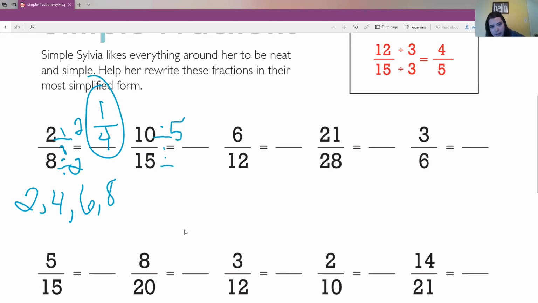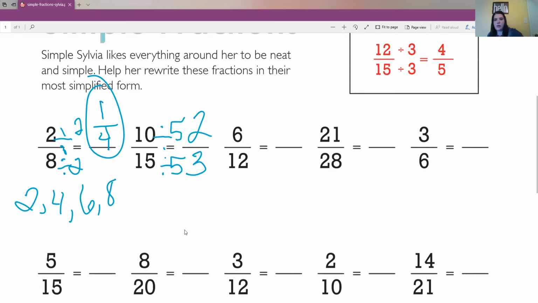So 10 divided by 5 and 15 divided by 5. So 10 divided by 5. So 5 times what gives you 10? 5, 10. 5 times 2 gives you 10. So the top part will be 2. Now 15. Let's think of 15. 5 times what gives you 15? 5, 10, 15. 5 times 3 gives you 15. All right, so 10/15 simplifies to 2/3.